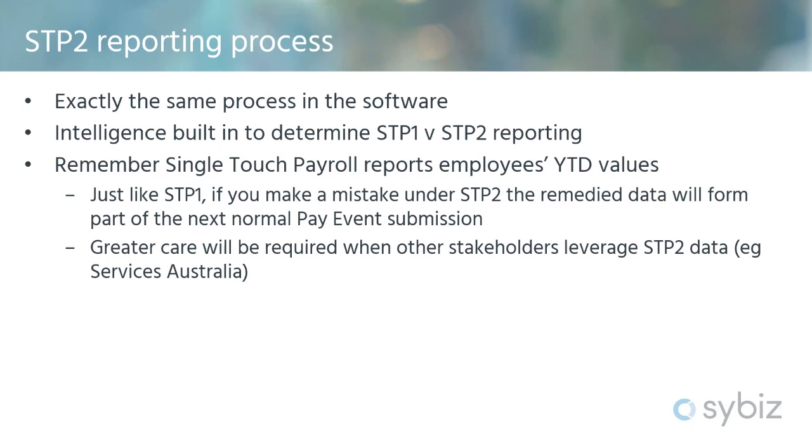Some things haven't changed with STP2, so we're still reporting employees' year-to-date values. If you make a mistake, and it is quite possible that a mistake's going to be made under STP2 because it is a lot more complex, then the remedy data will just form part of your next pay event. So you don't necessarily need to do something separately. It can just be picked up in your next pay event. That hasn't changed compared to STP1. And as we see other stakeholders leverage the STP2 data, hopefully that's going to be kept to a minimum in terms of new changes that will be forced upon us.